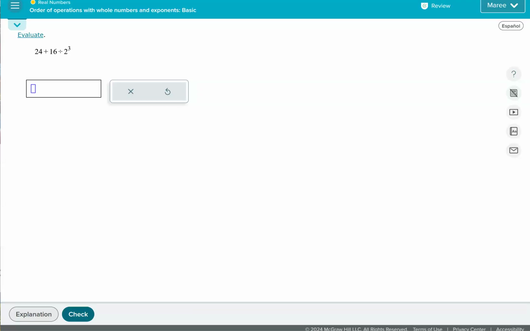This topic is called order of operations with whole numbers and exponents. And it's basic, so they're just starting at the very beginning of this type of problem.